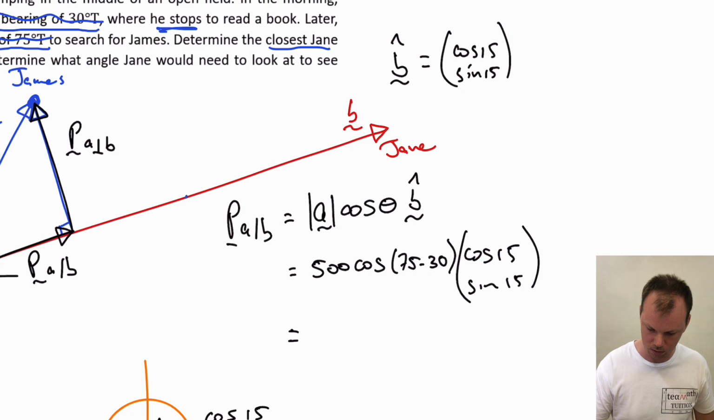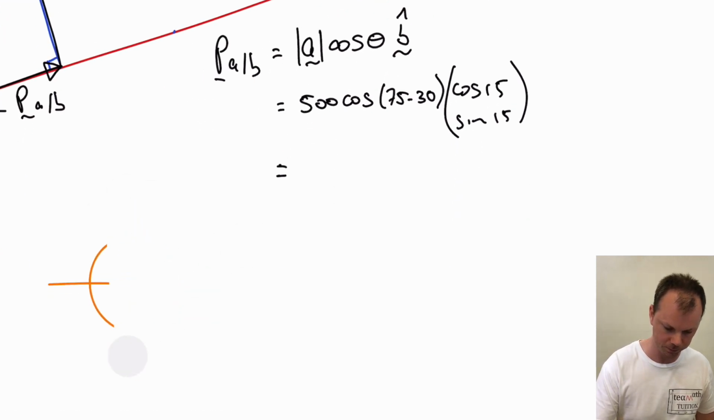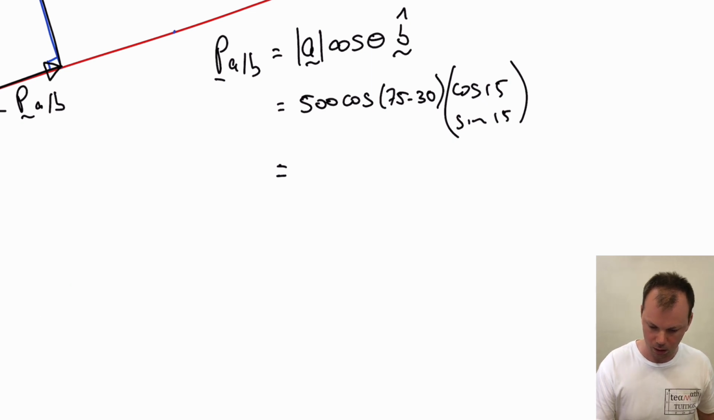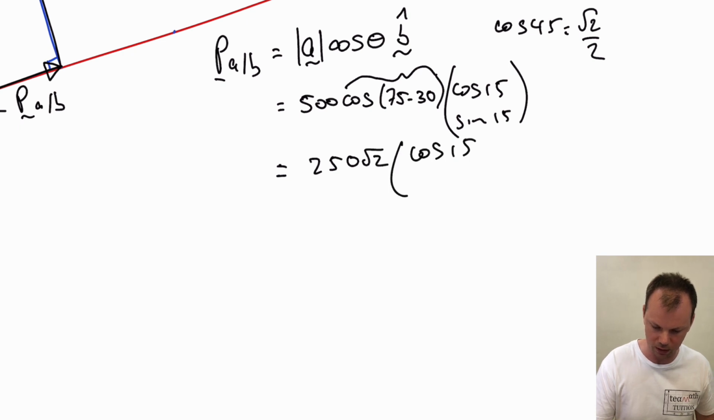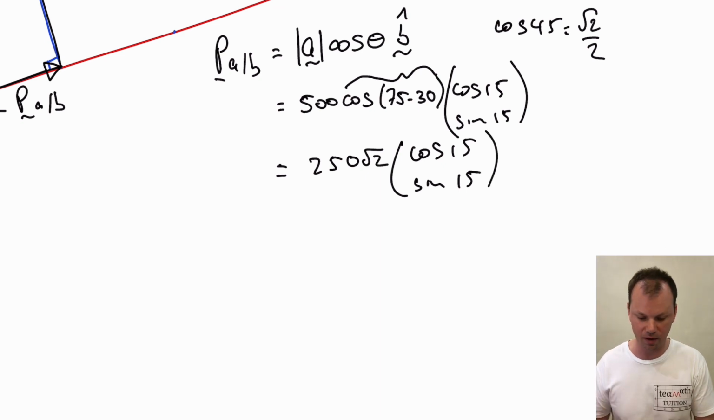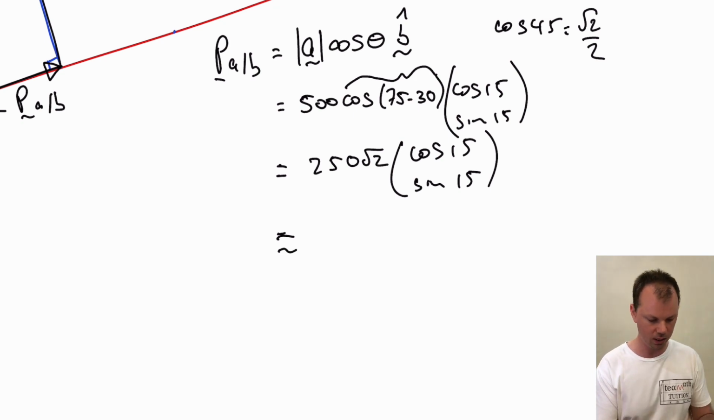This equals, let's get some more space, erase this out. We've got 500 cos, this is going to break down into cos 45. We know cos 45 equals root 2 on 2. So we've got 500 times root 2 on 2, which is 250 root 2 cos 15. So that's the exact value.